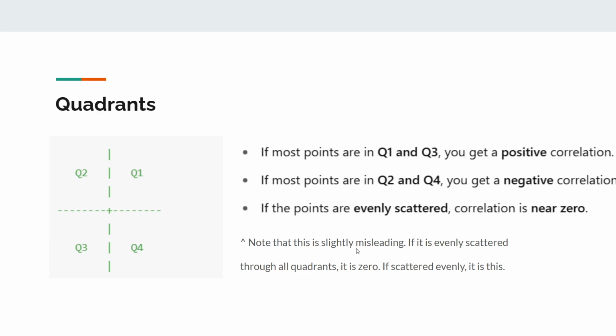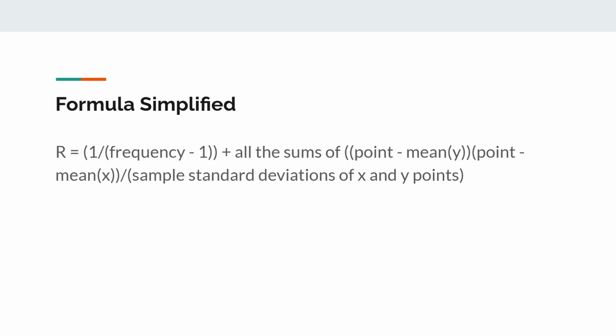So it is slightly misleading, because if it's through all quadrants, it is 0. But it can also be in some quadrants, like right here, or this area right here, and it can still somewhat show a linear relationship. So if it is all scattered evenly, with no indication of linear regression, then it would be an r close to 0, because r is a measure of how much the data can fit a linear relationship.